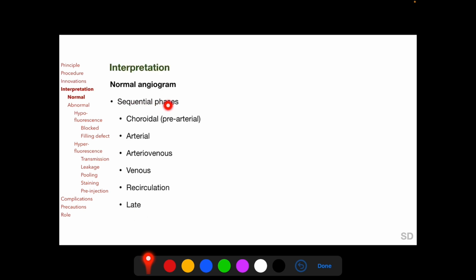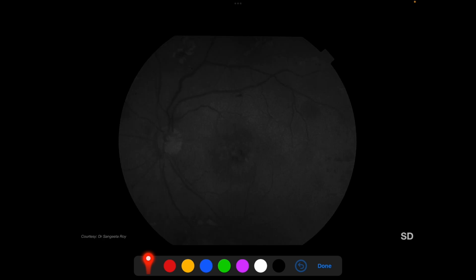The sequential phases in a normal fluorescein angiogram are the choroidal phase or the prearterial phase, the arterial phase, the arteriovenous phase, the venous phase, the recirculation phase, and the late phase. We will be describing each of these phases individually, but first we will see a sequence of images. The dye first reaches the choroid and we see the choroidal flush, but the retinal arterial system and the retinal venous system are yet to fill with the dye and appear dark.